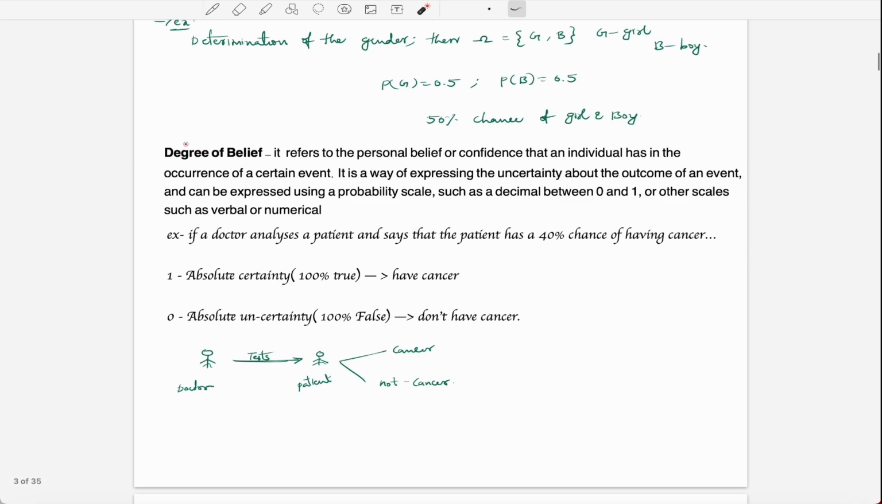After completing these two, we have the degree of belief. What do we mean by degree of belief? It refers to a personal belief or confidence that an individual has in the occurrence of a certain event.